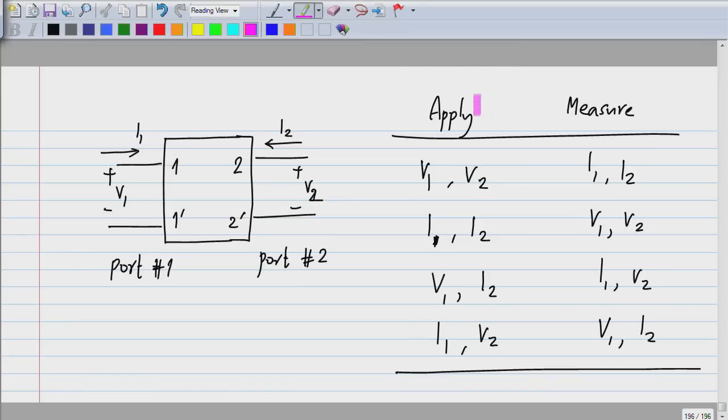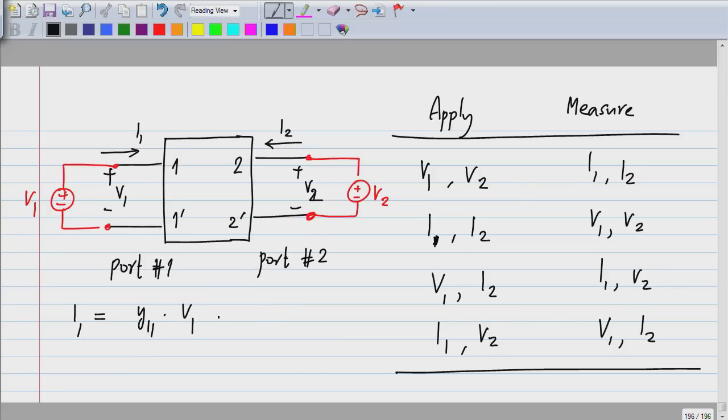So, what do I mean when I say I apply V1 and V2 and measure I1 and I2? It means that I have voltage sources connected to the two ports, and then I will write I1 and I2 in terms of V1 and V2. Clearly, I1 can be written as some number Y11 times V1 plus some other number Y12 times V2, and similarly, I2 can be written as some third number Y21 times V1 plus a fourth number Y22 times V2.